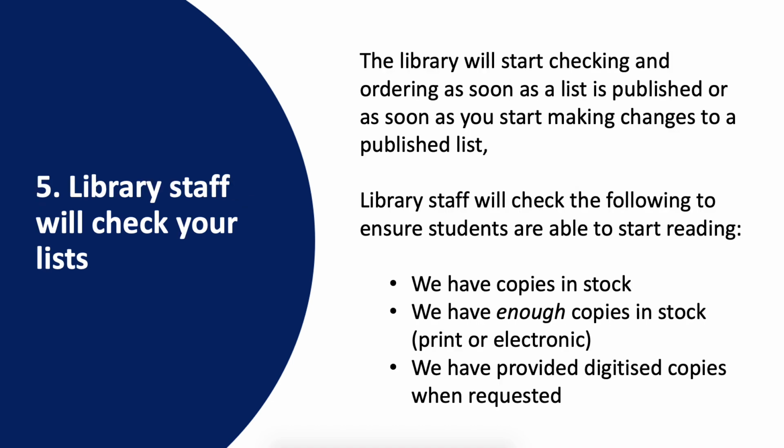And finally, number 5, what does the library do once you've made some changes to a reading list? So as soon as you have either published a new list or made changes to a list that's already published, that will go straight through to the library, and we will be able to start checking. So we check things like, do we have enough copies in stock? Do we have any copies in stock, or do we need to buy it new? Do we have a print? Is there an electronic version? And any requests for digitised chapters where they've been requested.